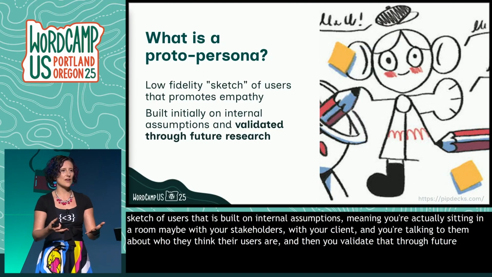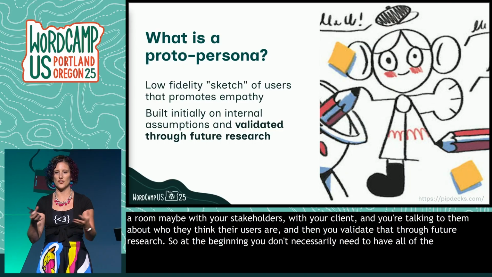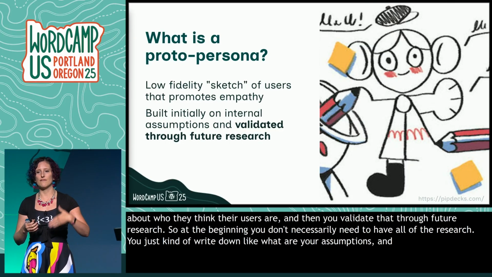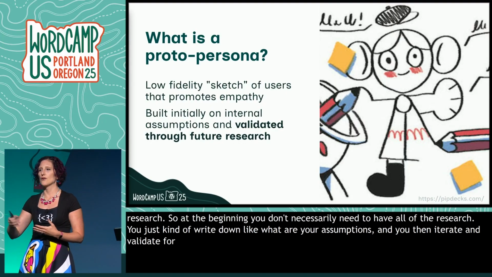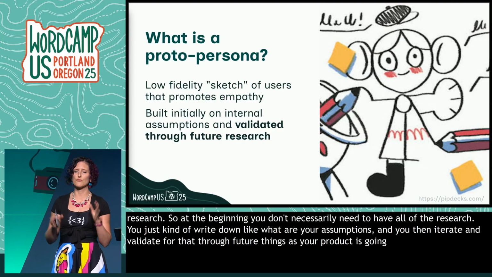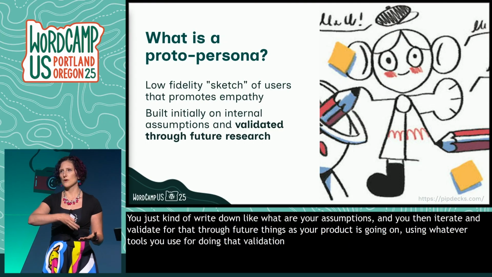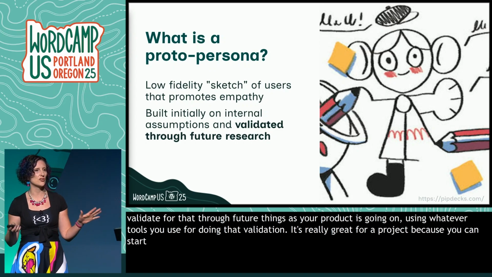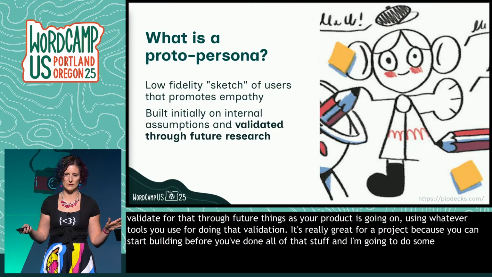So at the beginning, you don't necessarily need to have all of the research. You just write down what your assumptions are, and you then iterate and validate that as your project is going on, maybe through user interviews or through analytics or whatever tools you use to do that validation. It's really great for the start of a project because you can start building before you've done all of that stuff. And I'm going to do some examples of some potential content creator proto-personas and see if you recognize any of these people.